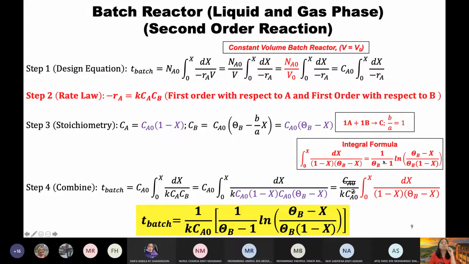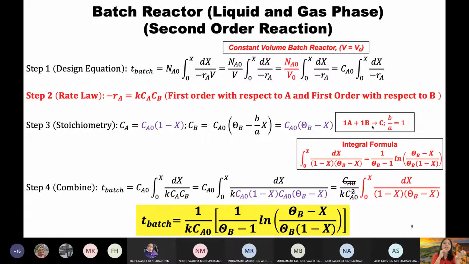Sebab tu, apabila B per A itu jadi 1, hence CB sekarang jadi equals to CA0 in bracket theta B minus X. Kita dah assume B per A itu adalah 1. Baru kita boleh guna integral formula yang kita dah ada. But don't worry, katakan dalam soalan test atau exam pun, saya dah make sure yang B per A itu adalah 1. Supaya kamu dah tak confused. Kenapa sebenarnya bukan 1, tapi dalam formulation tu kena jadikan 1.